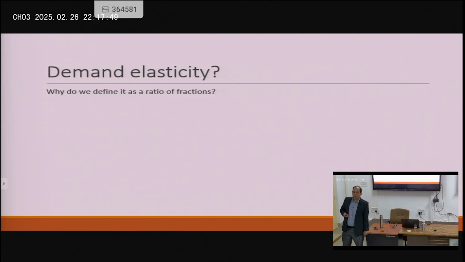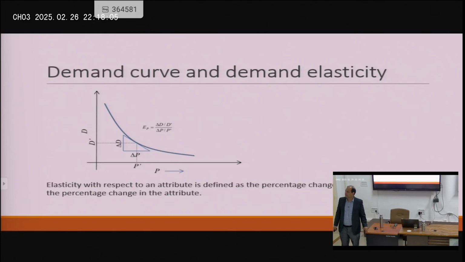So why do you think we define it as a ratio of fractions? We never say change in demand over change in price. We say percentage change in demand versus percentage change in price. Right, but the thing is that we just want to make it unitless, right? So that way, if it's percentage here, there's no units. So now you can compare elasticity over different attributes, right? It just makes it unitless.